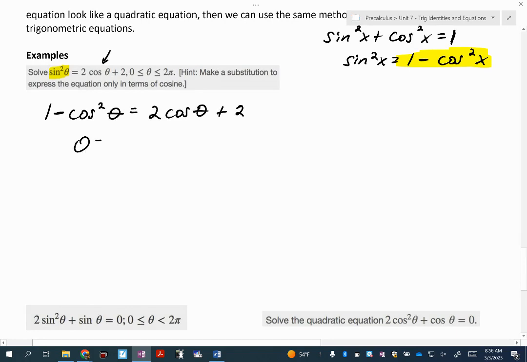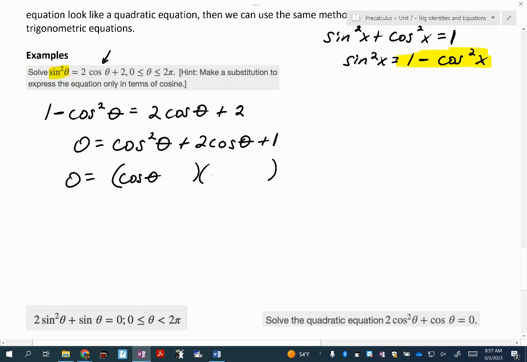Let's move everything to the other side. That's going to be a positive cosine squared theta plus 2 cosine theta. And then when you move the 1 over with subtraction, 2 minus 1 is 1. So if we factor this, think about your days of factoring.